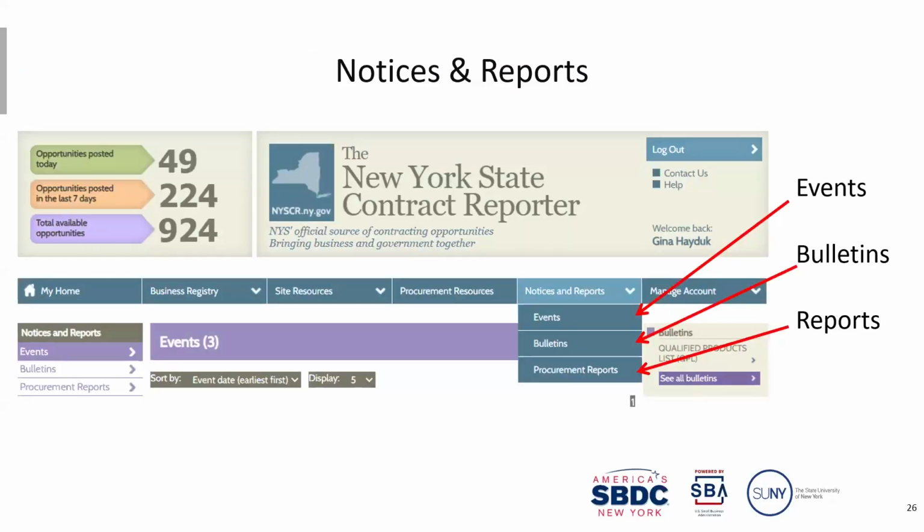And the last tab to navigate is the notices and reports tab. Here you will find any events, bulletins, or procurement reports. And I don't know if any of you attended, but last week we had a matchmaker in Albany, and that was very successful, and people were able to talk to companies and see what's out there. And it was broadcasted here.